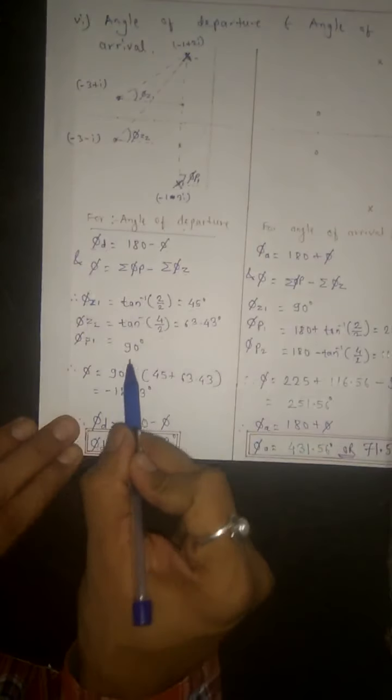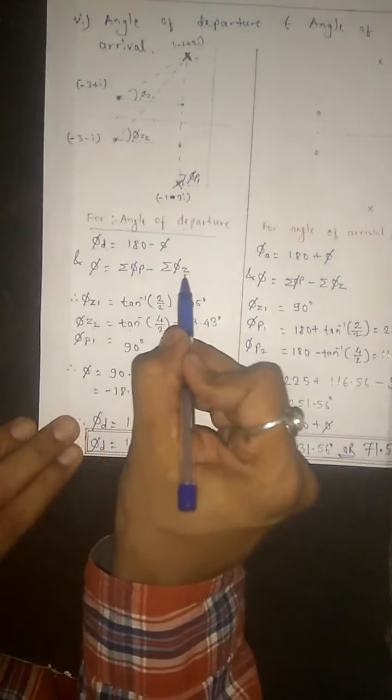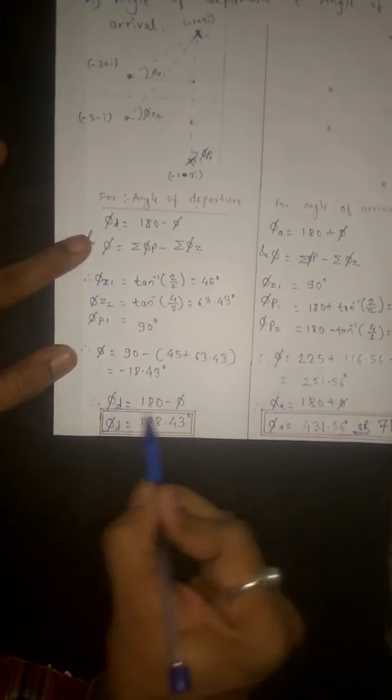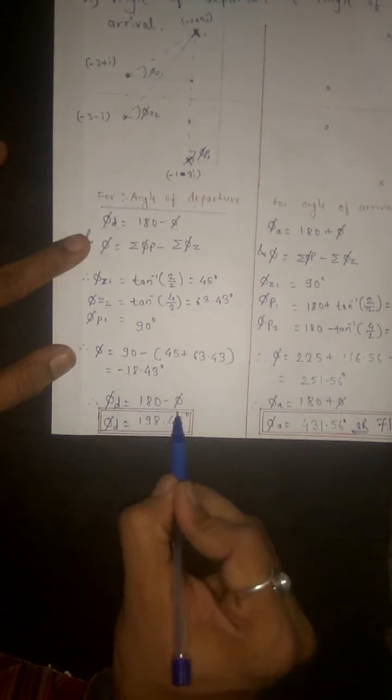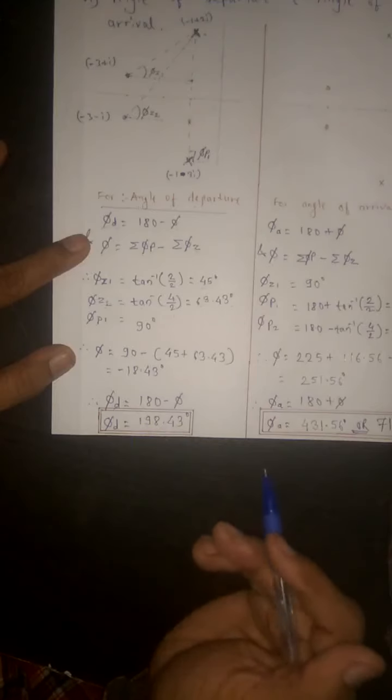Now calculate your phi first. Summation of angles made by poles: only one angle made by the pole, that is 90, minus the summation of angles made by zeros. The summation of angles made by zeros, one is 45, one is 63.43. So we got phi as minus 18.43 degree. This is our phi, and we need to calculate phi d. So phi d is 180 minus phi. So 180 minus minus 18.43, we got 198.43 degree. So this is the angle of departure.